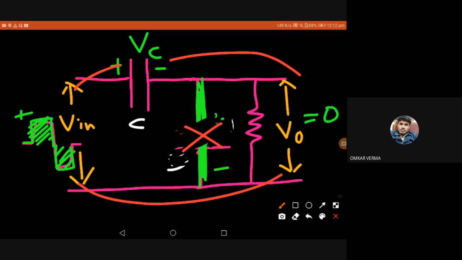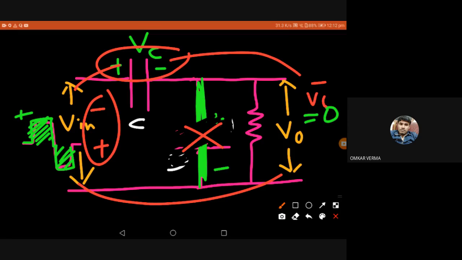We can see in the negative phase, V in is like plus and minus. You can see this plus and minus and this plus and minus, VC will be added together and we'll get minus VC plus V in as the output, right? Negative level.